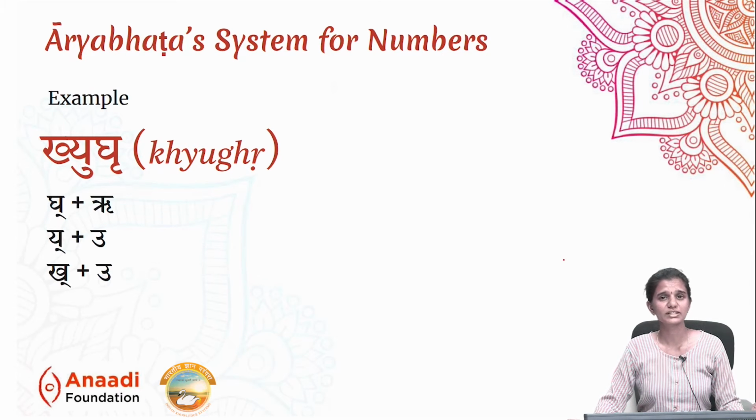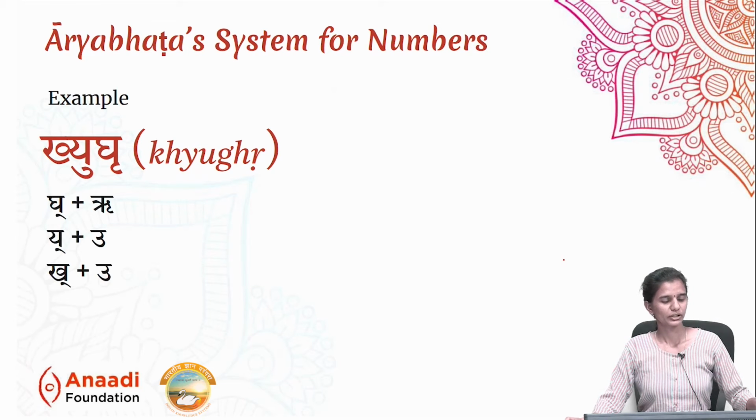Then we have this half consonant k. How do we give value for this now? We anyway need a vowel to determine the place value. We are now just going to take the value of the vowel that is adjacent to the k. The vowel that is adjacent to k is u, right? So we take k plus u.